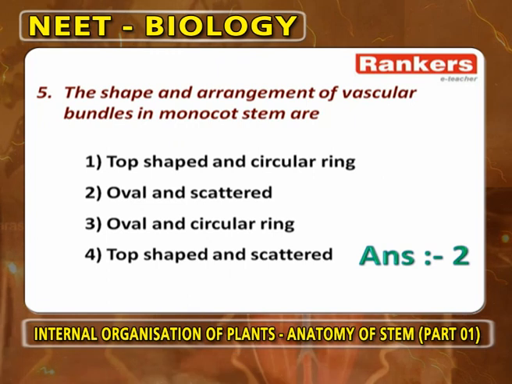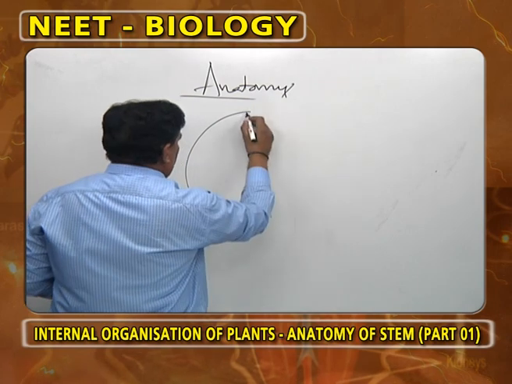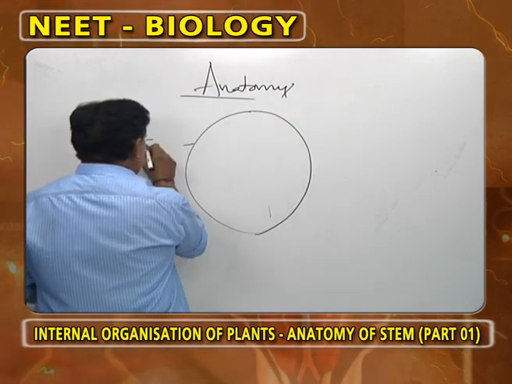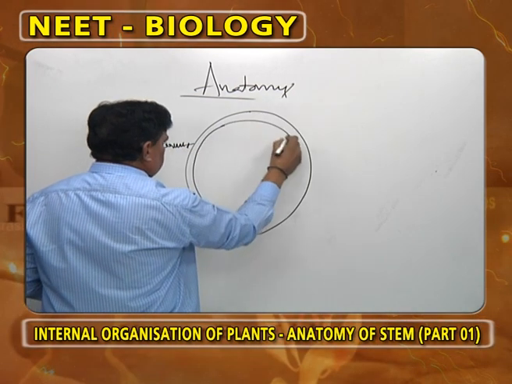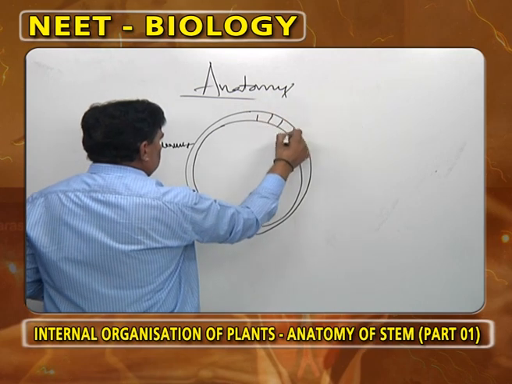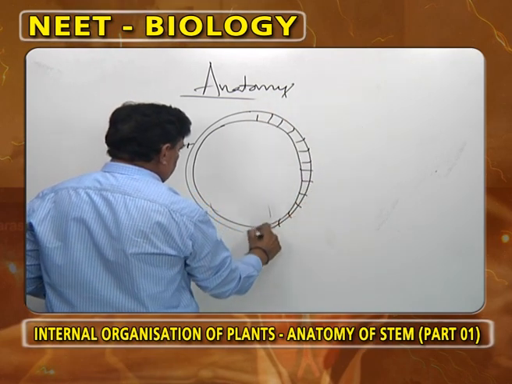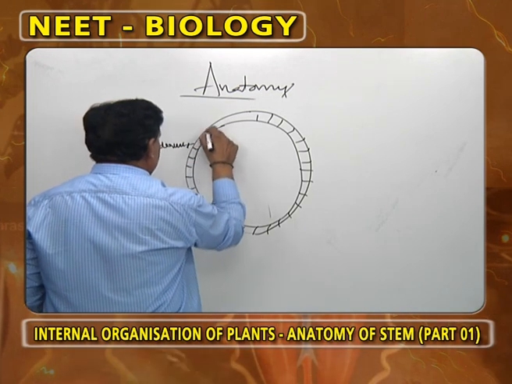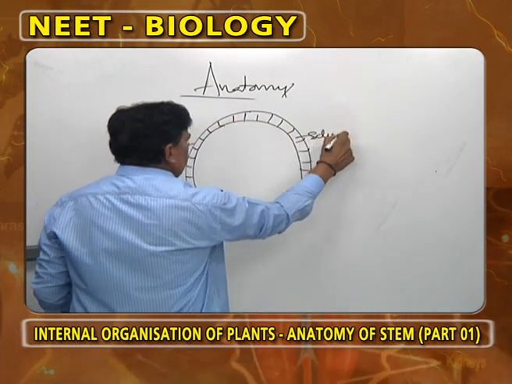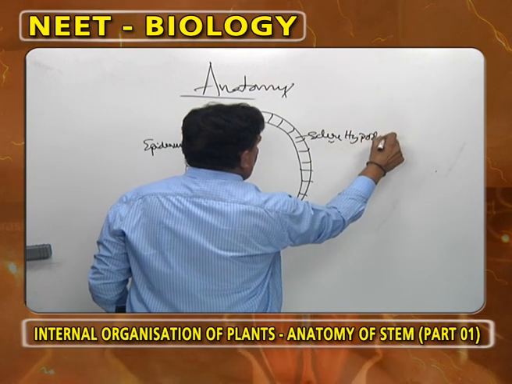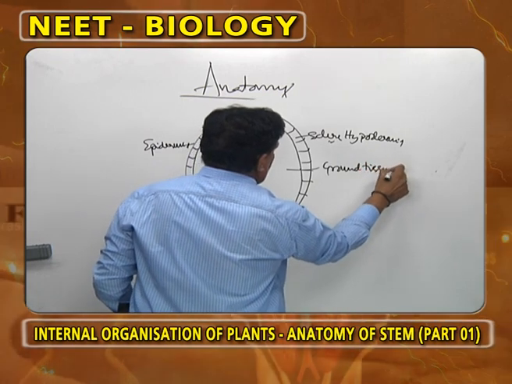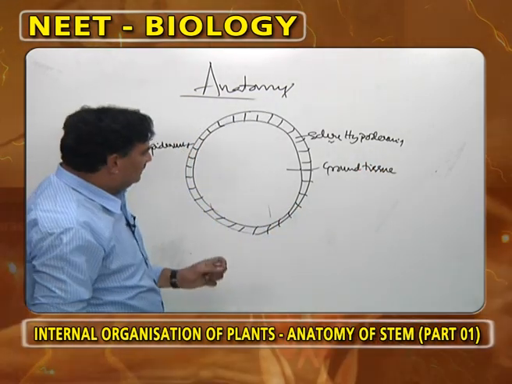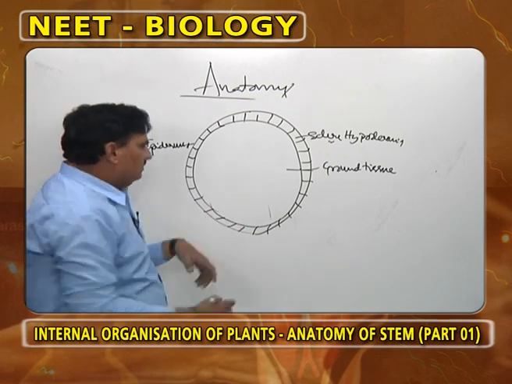The shape and arrangement of vascular bundles in a monocot stem are asked. Whenever you see the ground plan of a monocot stem, it appears like this. It shows epidermis without trichomes. Just below the epidermis, there is a sclerenchymatous hypodermis. In the dicot stem, the hypodermis is collenchymatous, but in the monocot stem, the hypodermis is sclerenchymatous. The entire inner portion is filled with parenchymatous ground tissue, with no separate cortex, endodermis, pericycle, medulla or medullary rays.